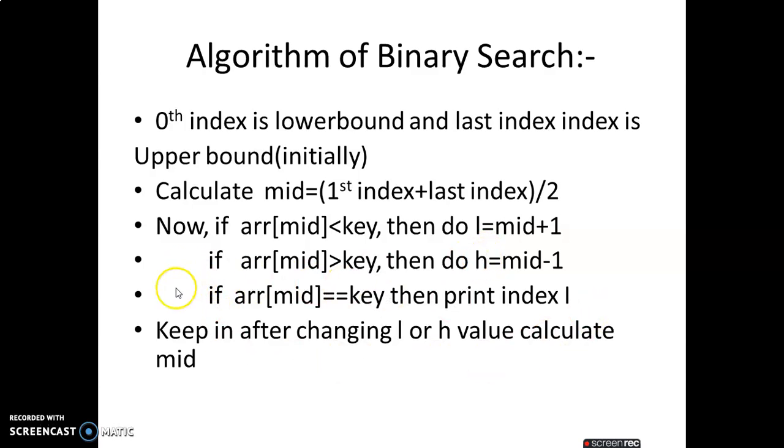Now this is the last condition. If arr of mid is exactly matched with the key value, then we print the index. What is the index? This mid value is the index over here. This index means this value has become the mid. So the mid value is returned, which means mid is our index. Mid value is printed here.